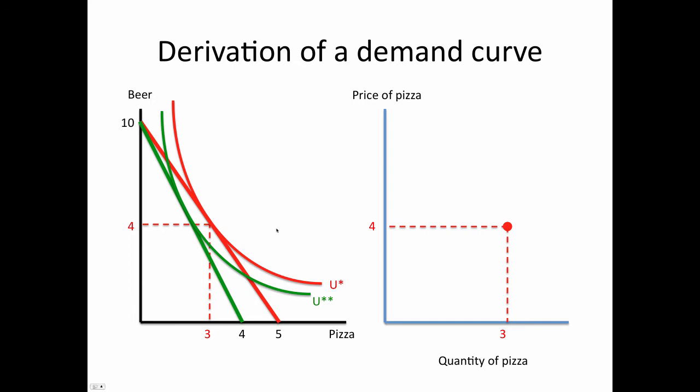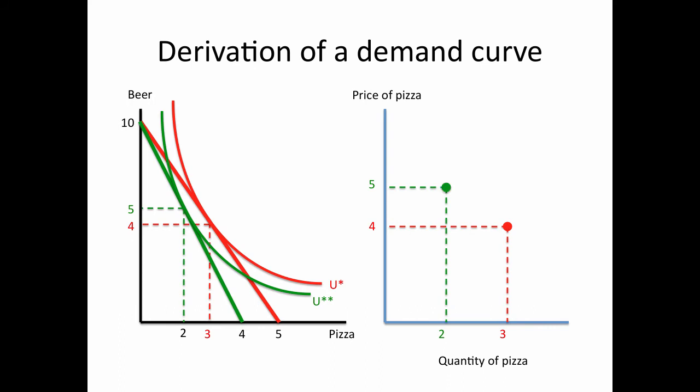Now, at the new point of tangency between the budget line and the new indifference curve, we can actually figure out what would be economically optimal for the consumer to do. In this case, they would choose 2 units of pizza and 5 units of beer. The 2 units of pizza when the consumer faces a price of $5 gives me another point on the demand curve over in the diagram on the right. What it says is that if the price of pizza were $5, the consumer would then choose to consume 2 units of pizza. And that's another point on the demand curve.